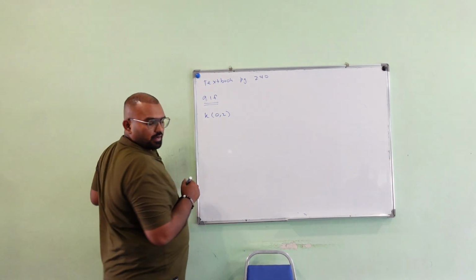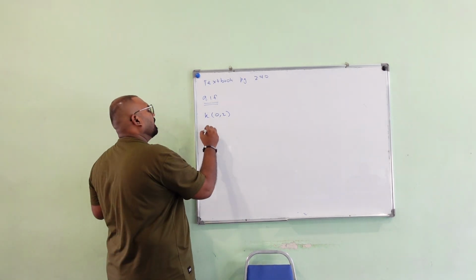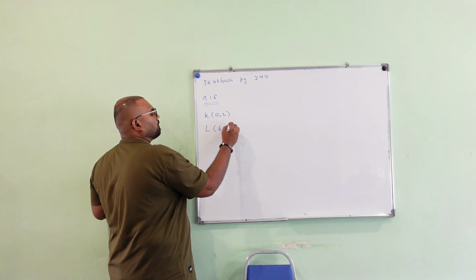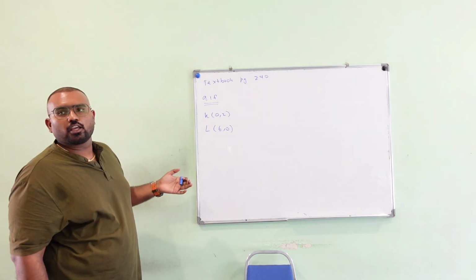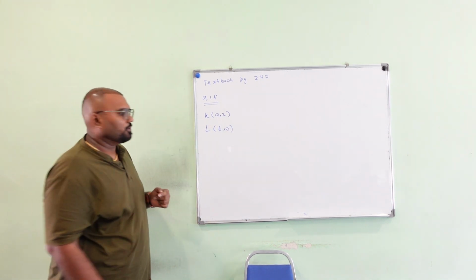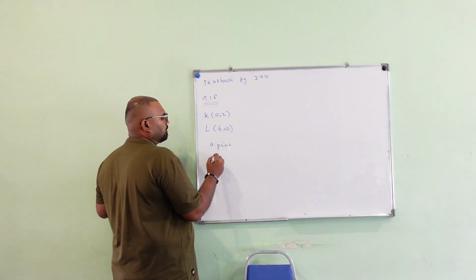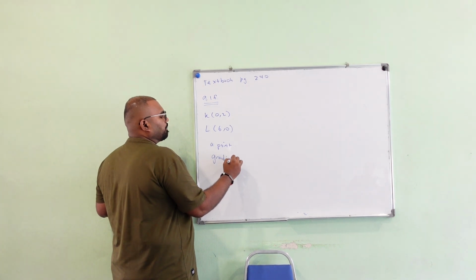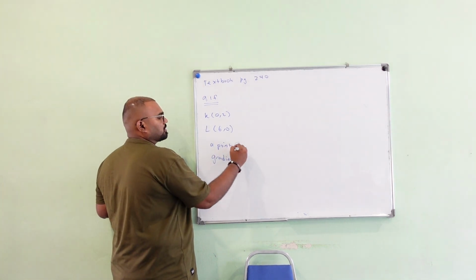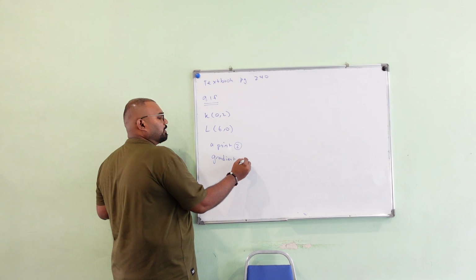0, 2, and then the next point should be L. L is 6, 0. Okay, now to find an equation, you need two things. You need a point, and also a gradient. But in this question, we have 2 points.